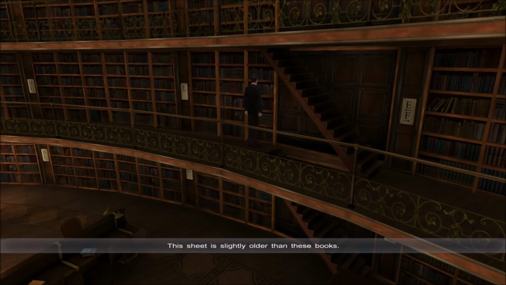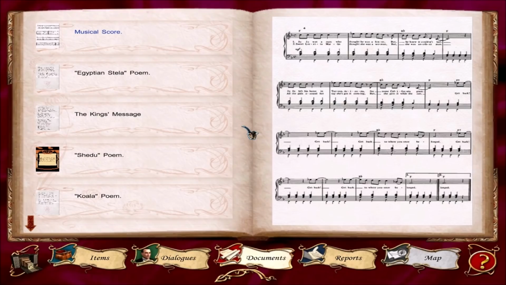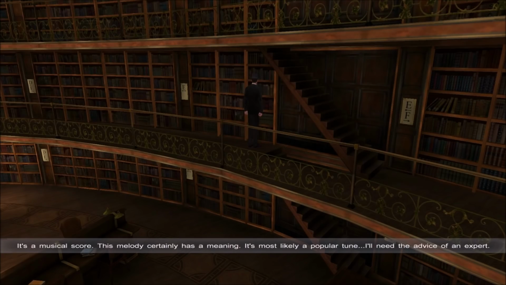This sheet is slightly older than these books. It's a music score. Ooh, how am I gonna solve some sort of music puzzle? It's a musical score. This melody certainly has a meaning. It's most likely a popular tune. I'll need the advice of an expert.